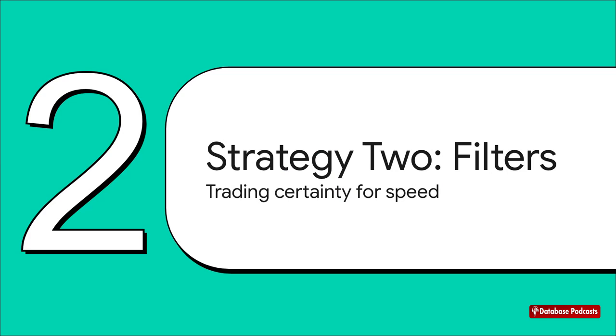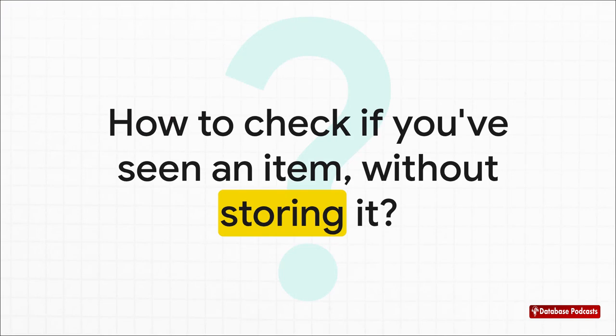Okay, on to our second strategy. This one involves a fascinating trade-off. What if I told you you could get an answer that was almost always right, in exchange for being mind-blowingly fast and efficient? Well, welcome to the world of probabilistic filters. Let's set up the problem. Imagine you're seeing billions of items stream past, maybe user IDs or URLs, and you just need to know for each one, have I seen this specific one before?